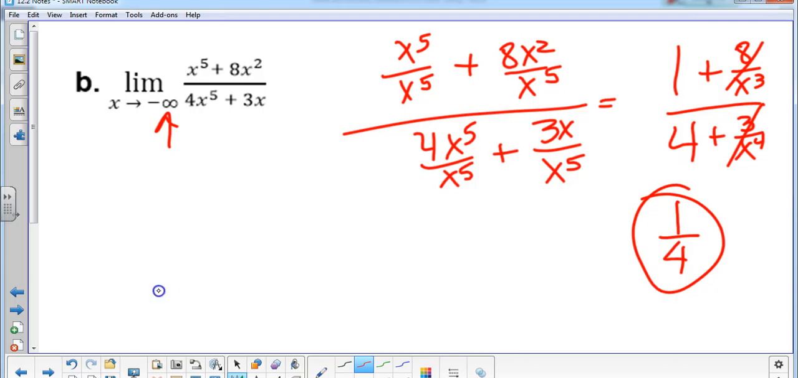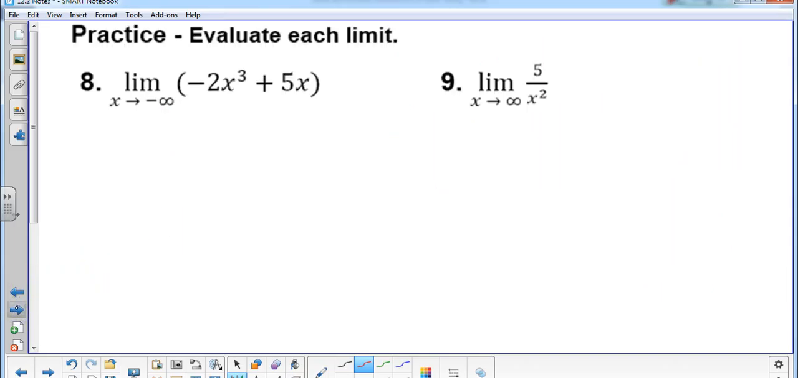Would it matter left end or right end? Would it matter if it's positive infinity or negative infinity? It's going to approach the same thing on both ends. All right, help me through these real fast, and they do go fast. What's happening?